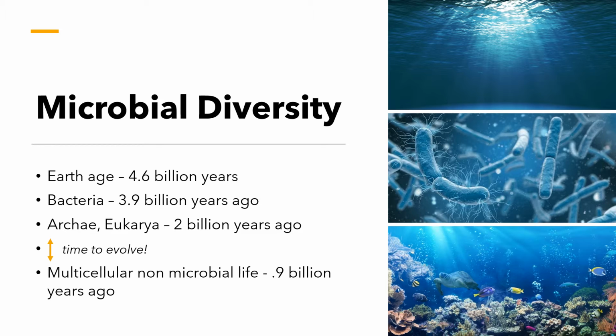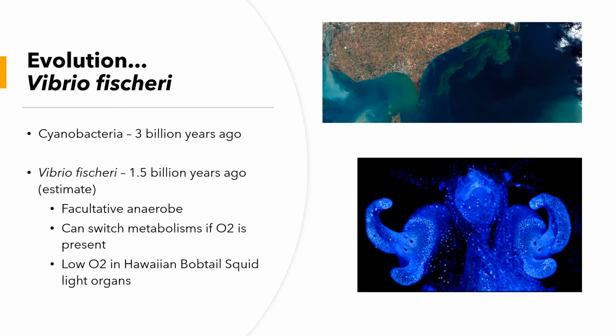3.9 billion years ago, bacteria began to evolve and reproduce in Earth's oceans, and 2 billion years ago microbial eukaryotes evolved. Life on Earth stayed solely microbial until just 0.9 billion years ago. Microbes have had the run of the planet for the longest, which also means they have the most opportunity to evolve. An amazing result of all of this microbial evolution is cyanobacteria.